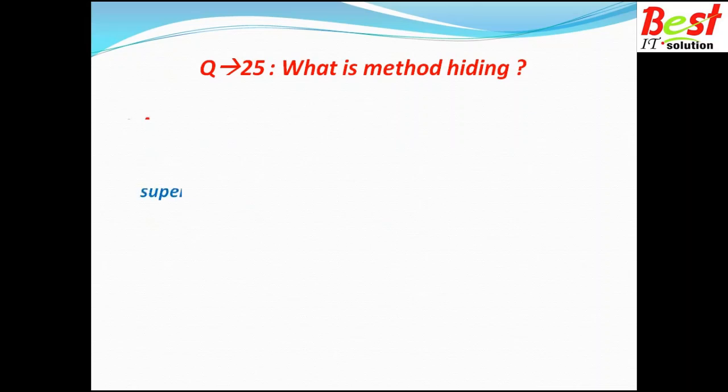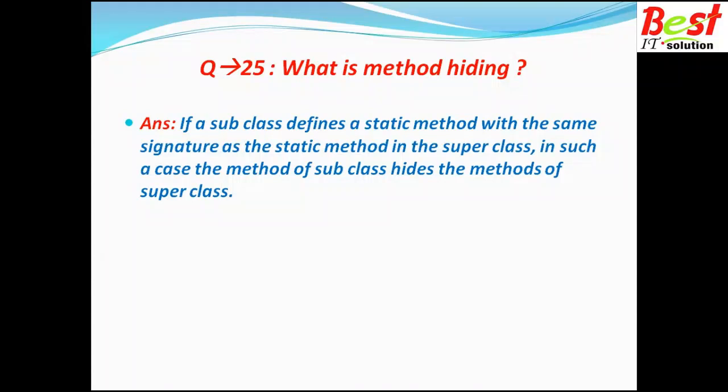What is method hiding? If a subclass defines a static method with the same signature as a static method in the superclass, in such a case the method of the subclass hides the method of the superclass. So in the subclass there is a method defined with the same signature as in the superclass.